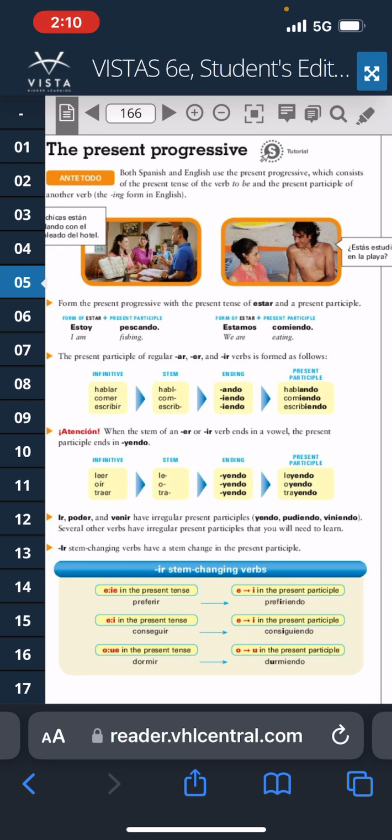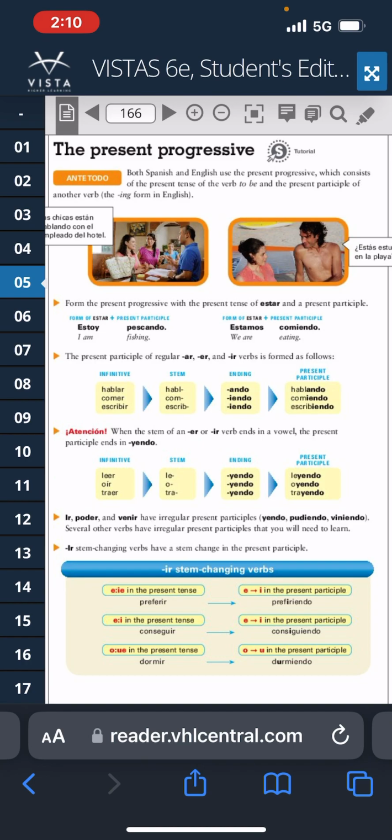Leer, leyendo. Oír, oyendo. Traer, trayendo. Ir, poder, and venir have irregular present participles: yendo, pudiendo, viniendo. Several other verbs have irregular present participles that you will need to learn.